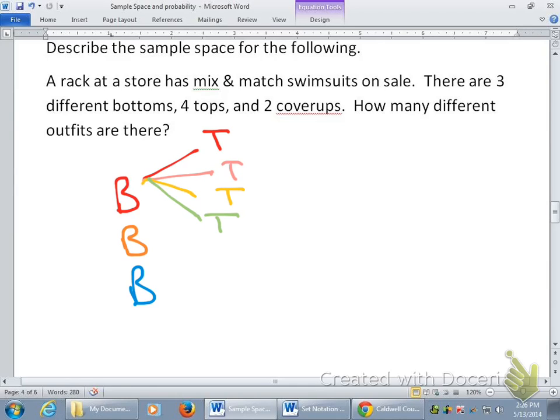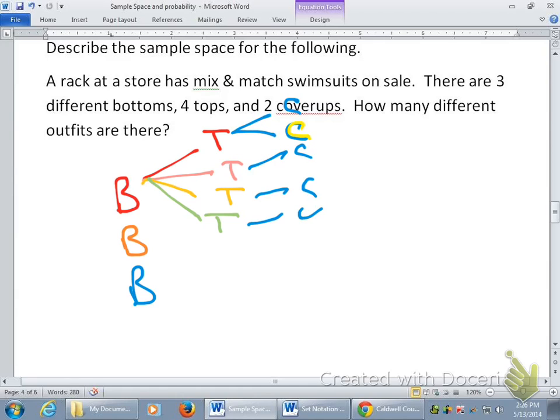So there are obviously 4 different choices of tops for every bottom, right? Is this going to get tedious again? It will get tedious. So I could go through, and then I could do cover-ups on top of those. Each one of those tops could have a cover-up, which should be different colors. 24 different options. Right? So you can see that it becomes very tedious.